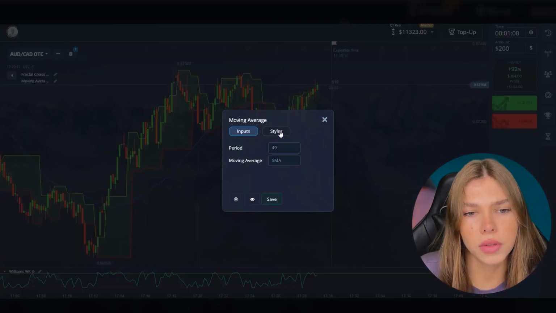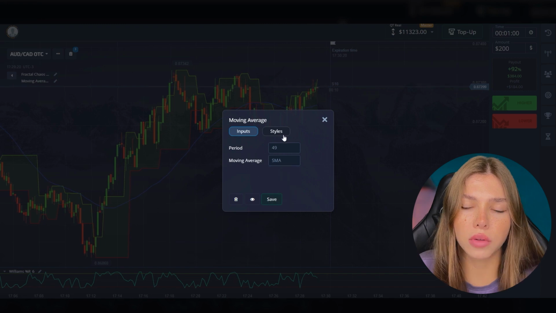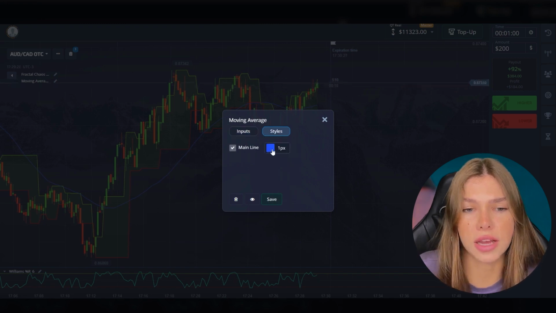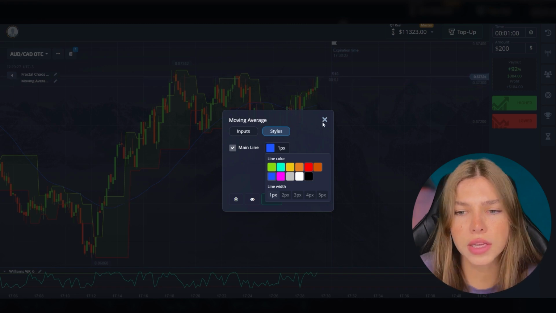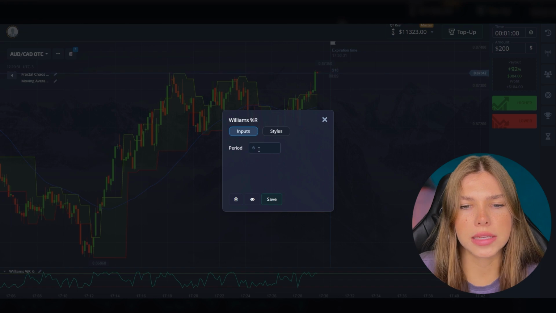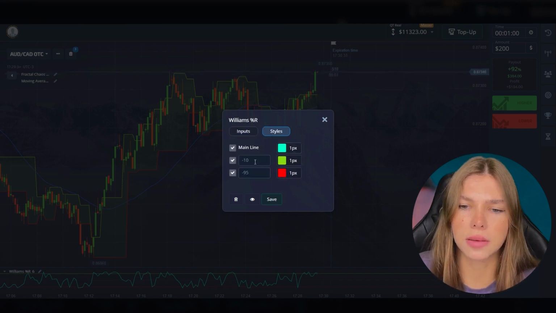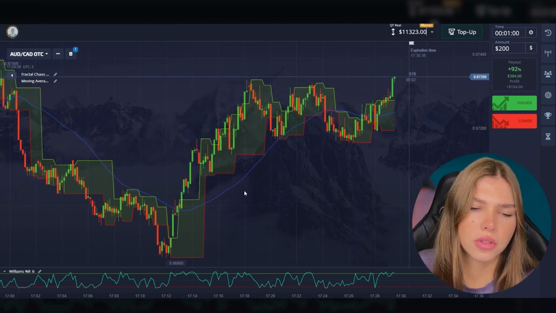In the moving average line, we put a period of 49. For the Moving Average SMA, I also advise changing the style to white or blue so that they do not merge with the Fractal and other things. Also, Williams R, we set up for a period of 6, in styles, specifically 10, -10, 95. So let's get down to the strategy itself.